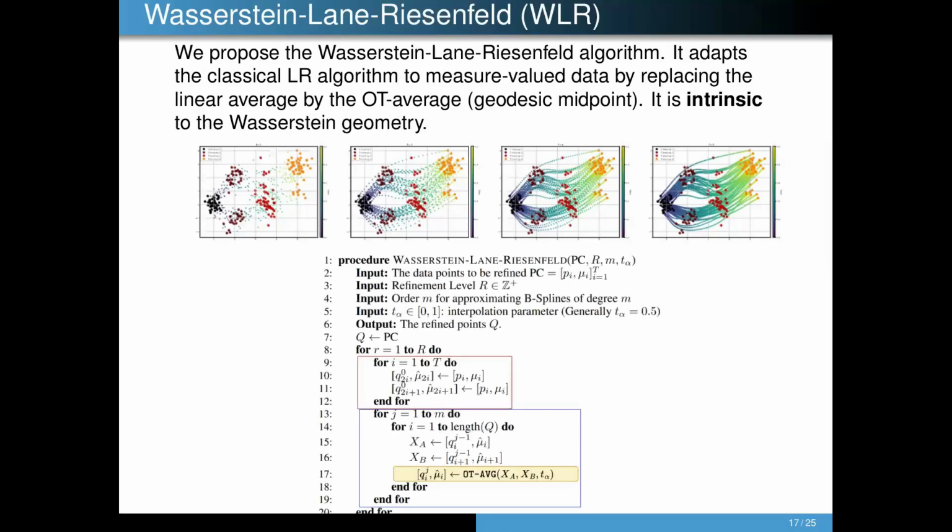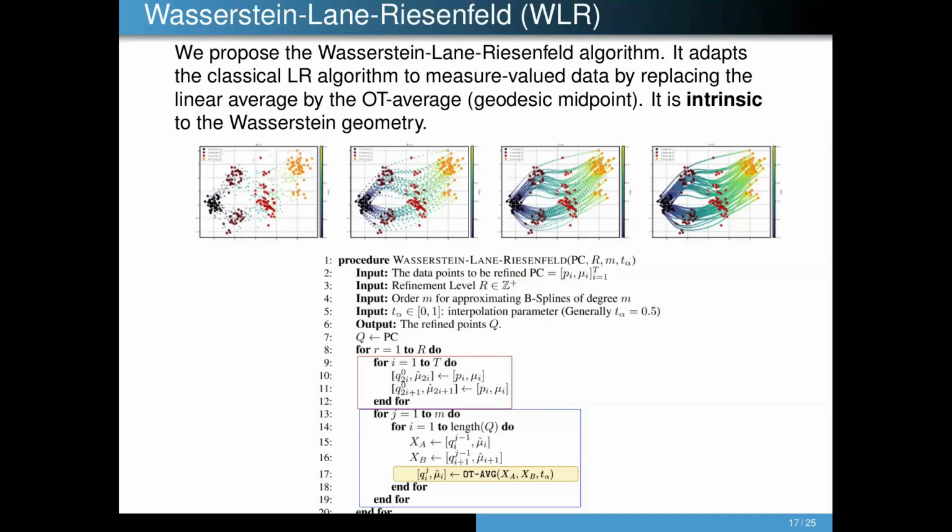Okay, how does the algorithm work? Well, the same thing as before. Take your point clouds, double them, which just means store a copy, and then compute the optimal transport average, compute the midpoint in optimal transport sense. And then, repeat as often as you want.